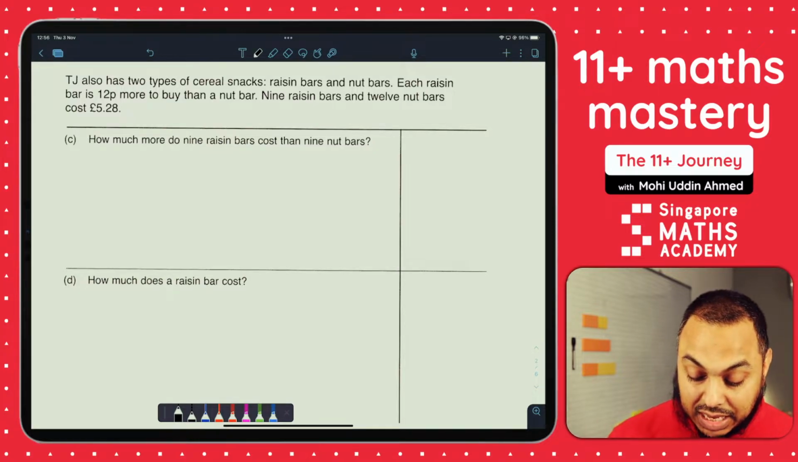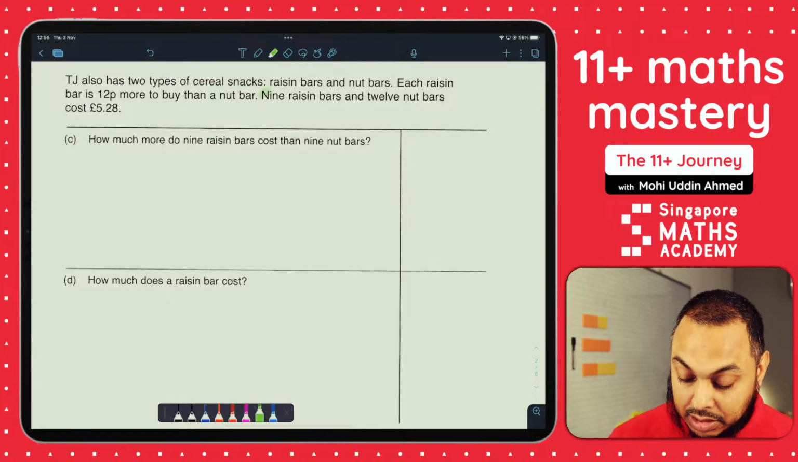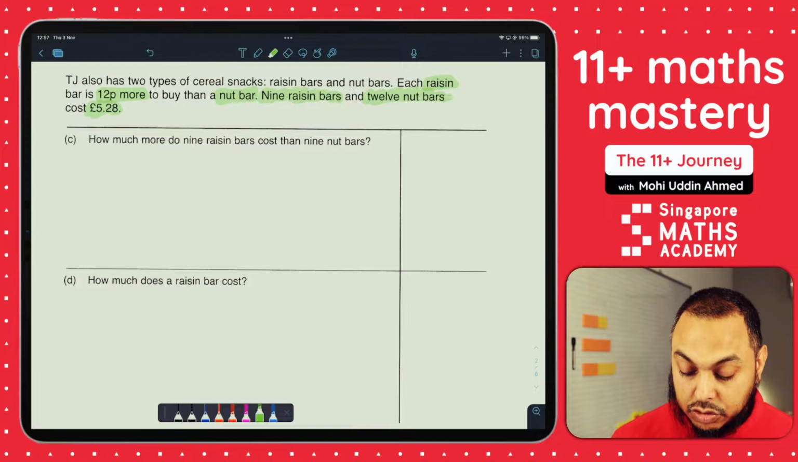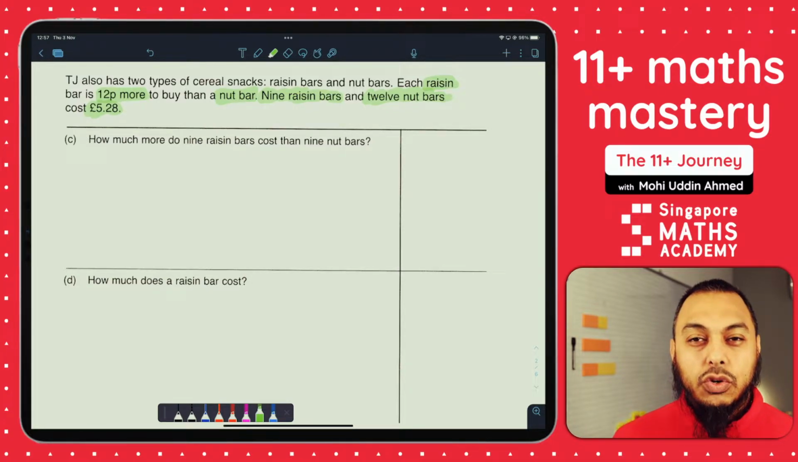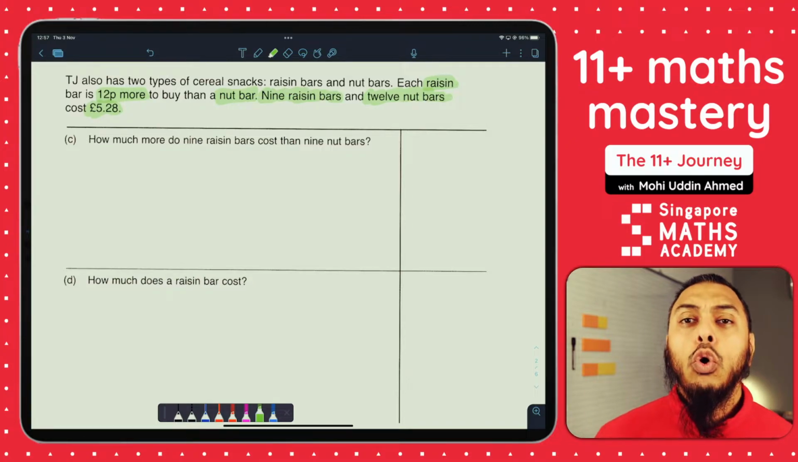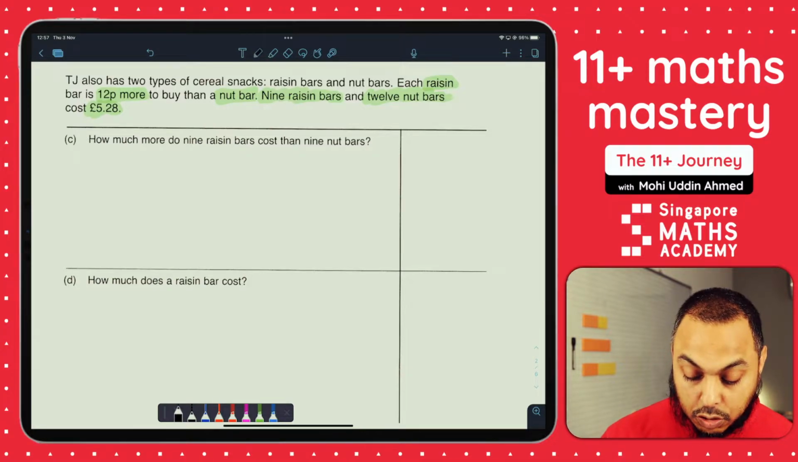But it does give us a slight hint in some of the questions. It says 9 raisin bars and 12 nut bars cost £5.28. But also, each raisin bar is 12p more than a nut bar. Okay, so 2 pieces of information are really critical. Now, we could use algebra for this, or we could use something more visual. Those who struggle with algebra might prefer something visual. And so let's go through this question.